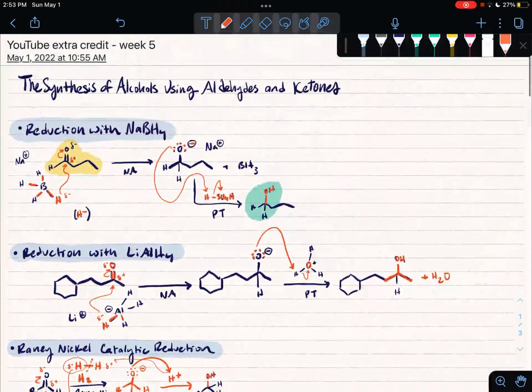But that's essentially reduction of aldehydes and ketones to make alcohols.